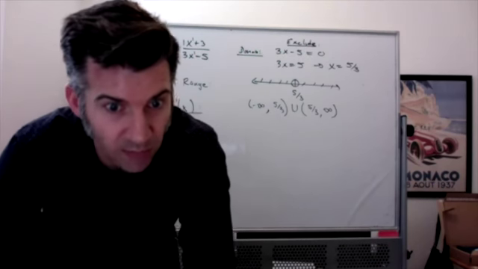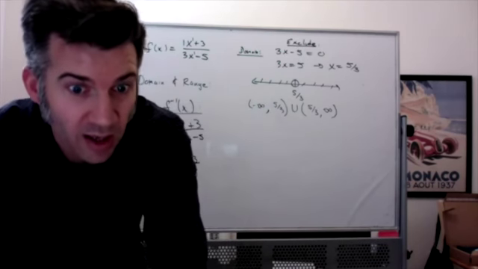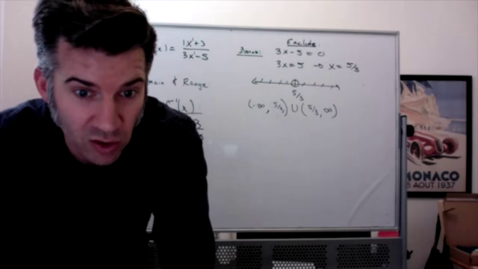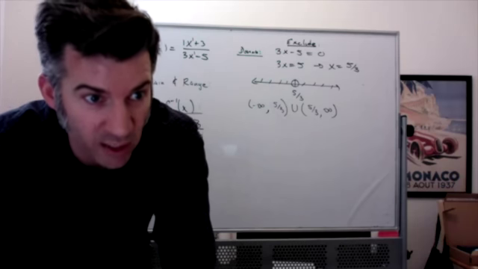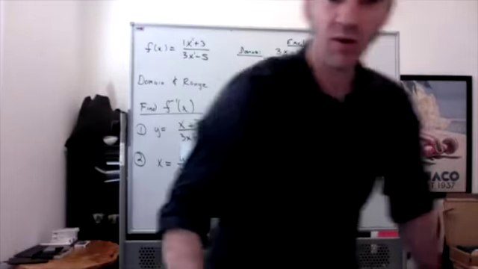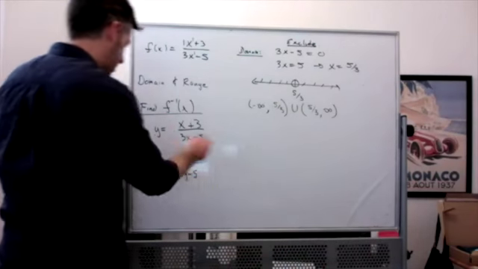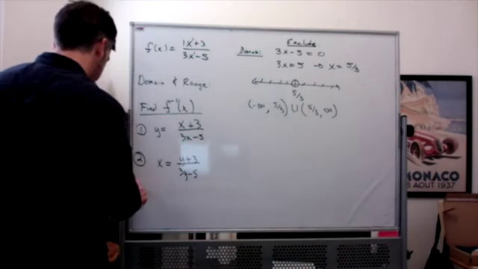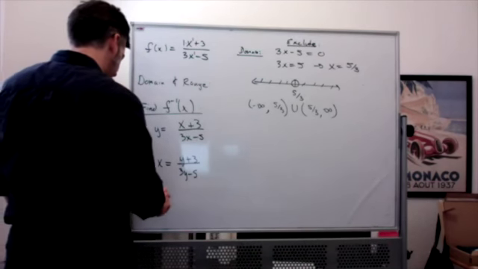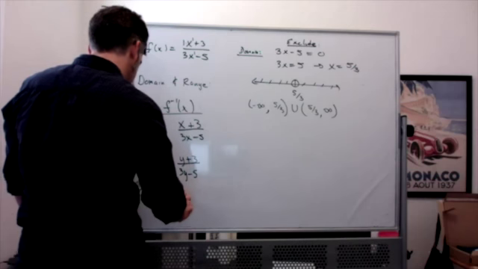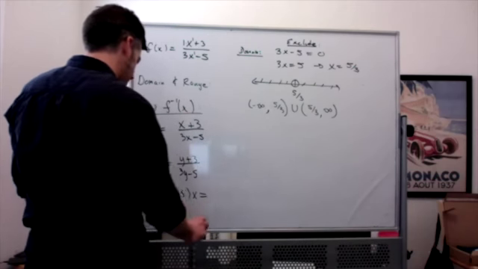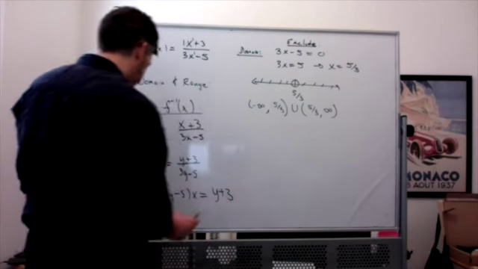Hey, just the domain of the inverse function will give us the range of the original function. We'll graph it in a second here, but I will show you guys here. So now we're going to solve for y. So multiply both sides by 3y minus 5. So you get (3y minus 5) times x equal to y plus 3.